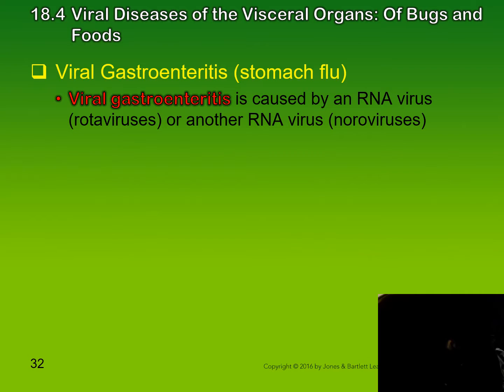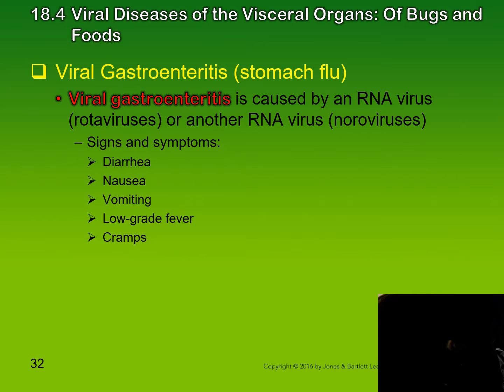Viral gastroenteritis is caused by an RNA virus, so either a rotavirus or a norovirus. Signs and symptoms: diarrhea, nausea, vomiting, low-grade fever, cramping, headache, and general malaise. You just don't feel good, sort of all over.